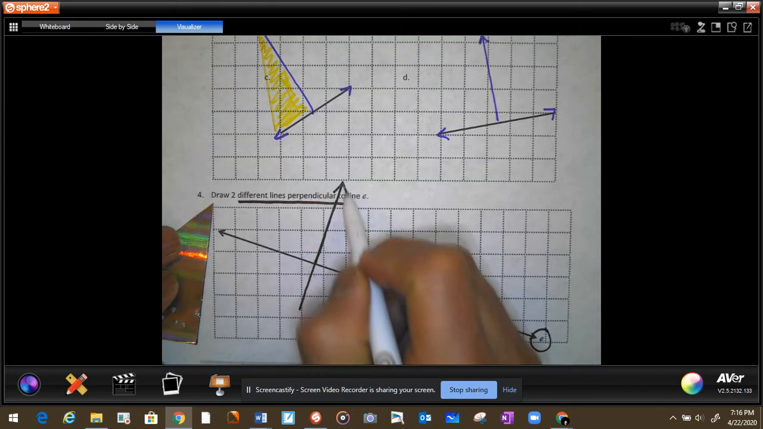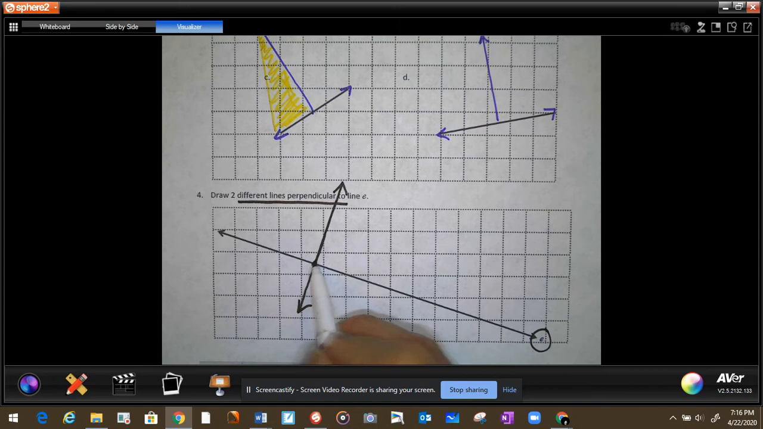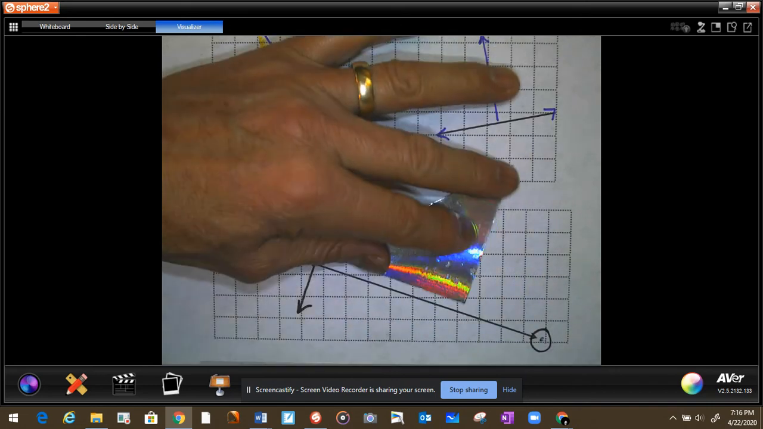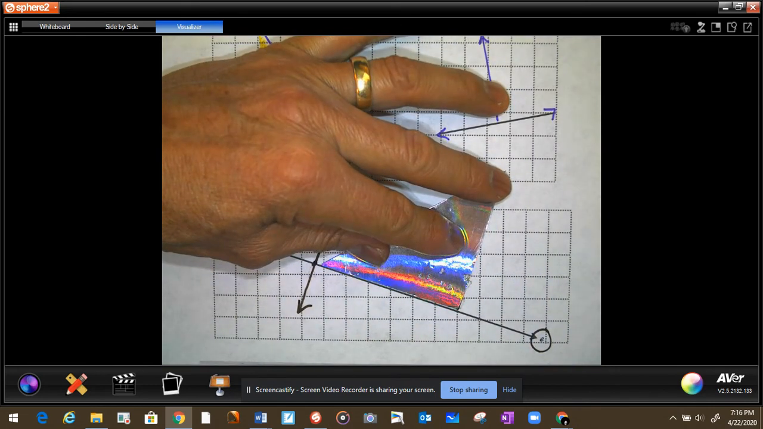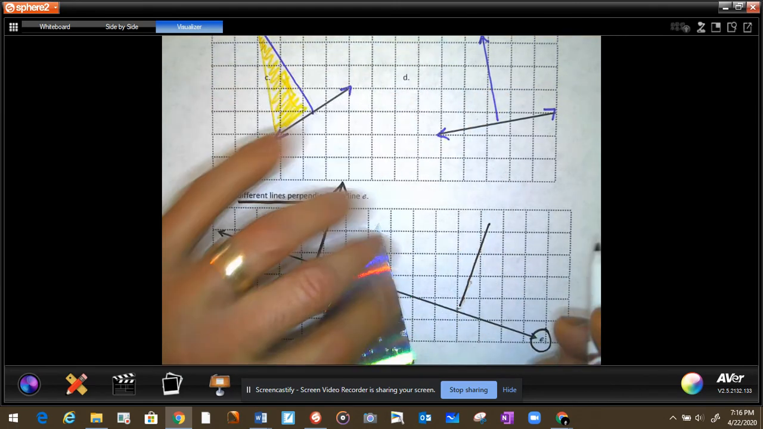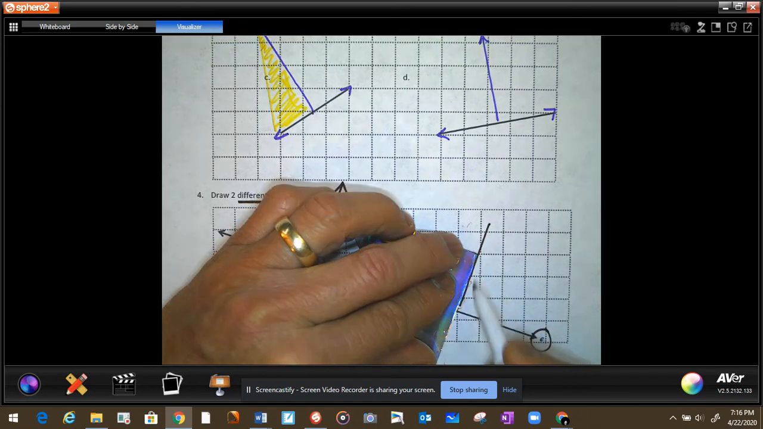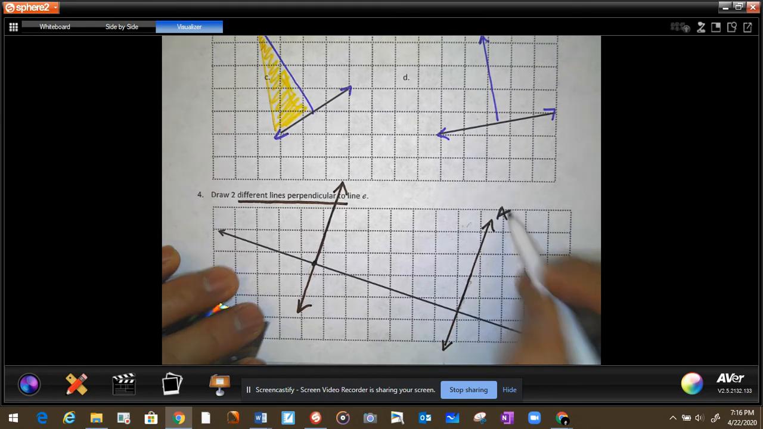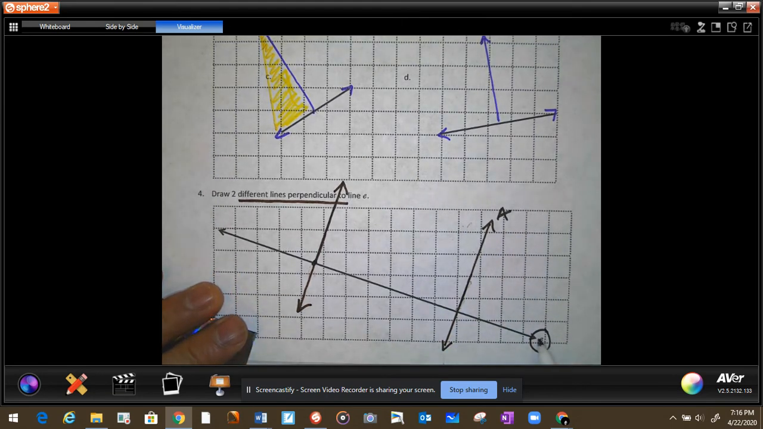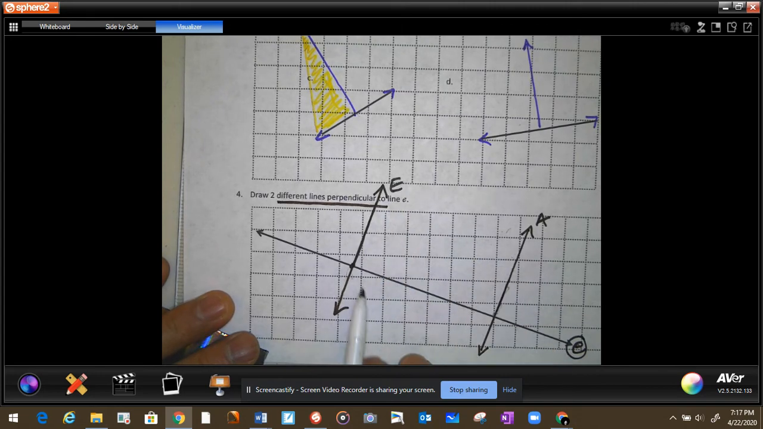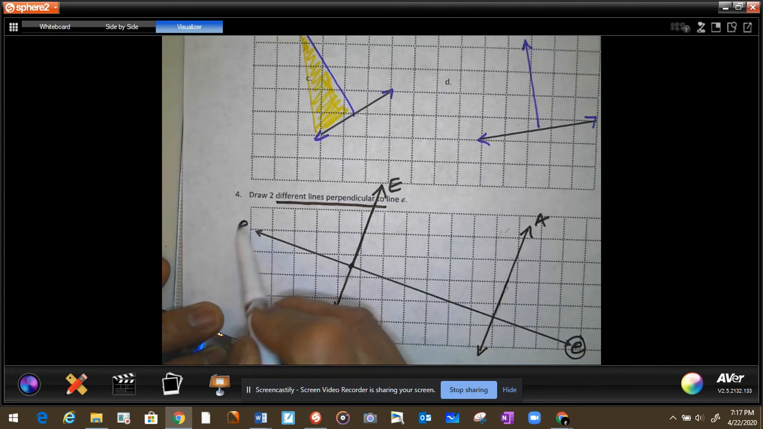And there is my line where the vertices meet, making a set of perpendicular lines. How about this one over here? Can I have them separated? Yes, you can do whatever you want. Just make sure they are perpendicular lines. That this segment is perpendicular. So segment A is perpendicular to segment E. Okay? And segment, let's call this E, is perpendicular to the lowercase e.